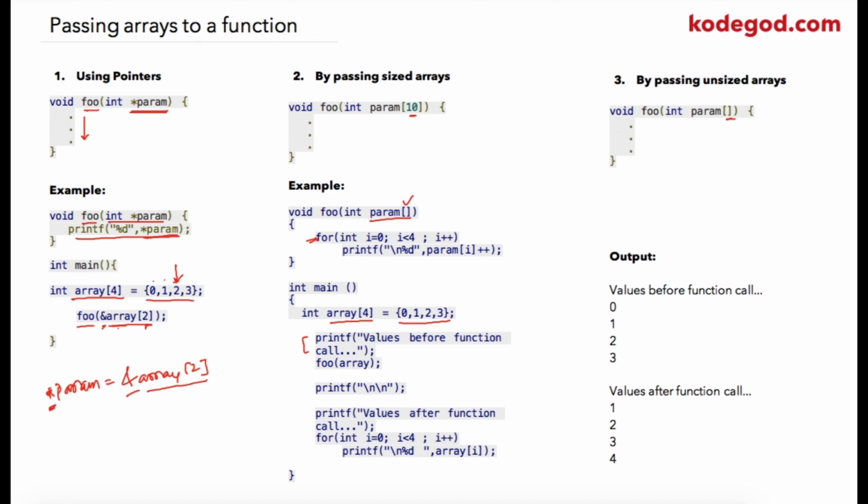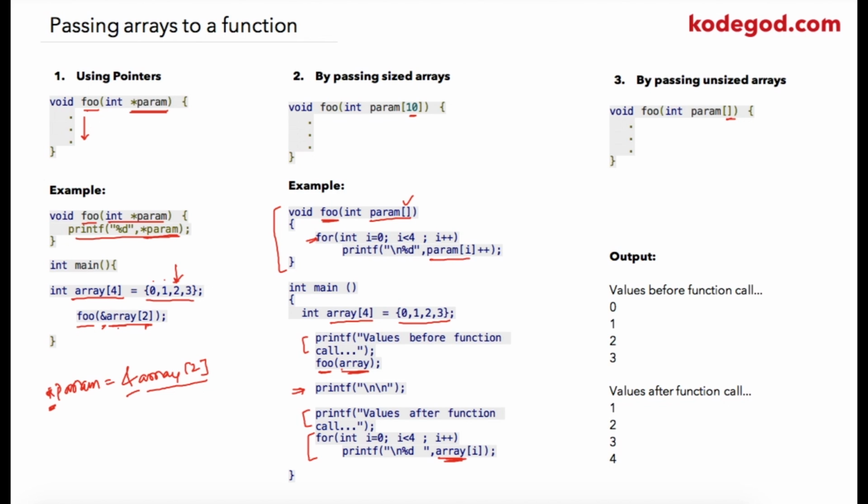Then I'm displaying a statement, values before function call. Then I'm calling my function foo, which I have defined here, and I'm passing the name of my array. Notice that though I have not written the ampersand here, the array is still being passed by reference. No two different copies are created for the same array. Then I'm providing a newline character so that I have some space in my output screen, and I'm printing values after function call, and with the help of a for loop I'm printing the array. Okay, so notice what is happening in the function.